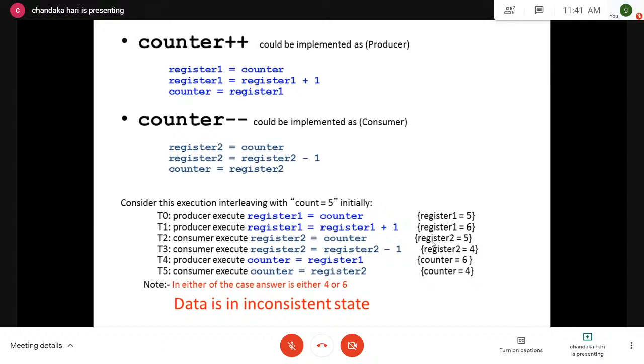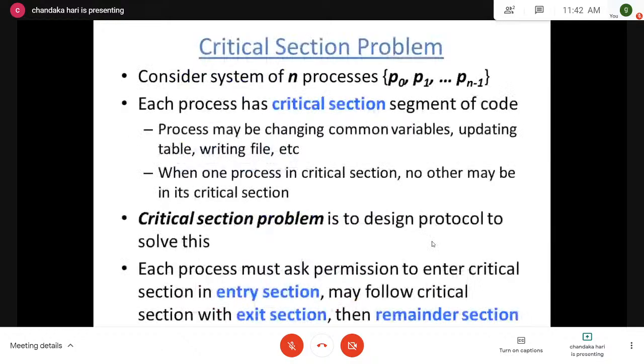In either of the cases, at T4 the producer executes counter equals register 1, and at T5 the consumer executes counter equals register 2, or otherwise at time T4 the consumer executes counter equals register 2 and the producer executes counter equals register 1 at time T5. In either case, your answer is either 4 or 6, but the original answer is 5. This is called data inconsistency.